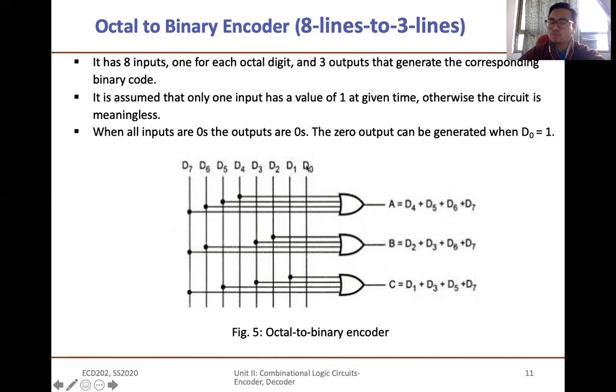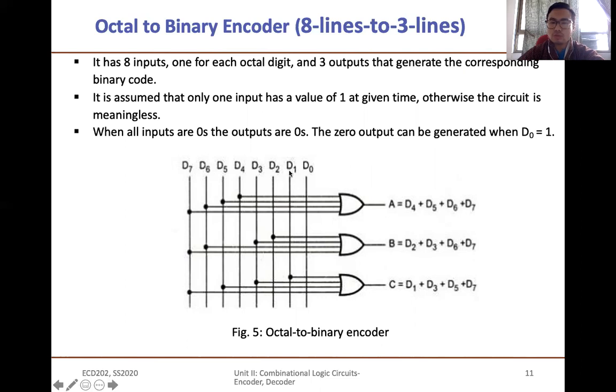Now, if you give D0 equal to 1, and you look at the circuit, the outputs A, B, C are not connected to D0. So D1 to D7 are turned off. D1 is given 0. Therefore your output will be A equal to 0, B equal to 0, C equal to 0. So the output will be 0 when you give D0 equal to high.